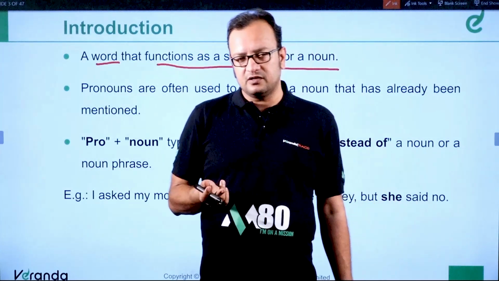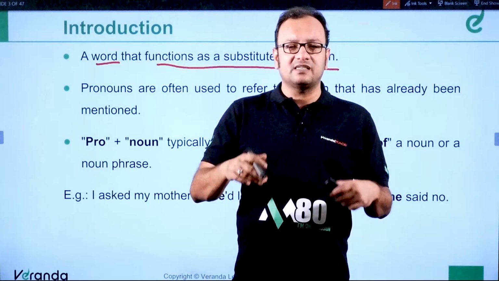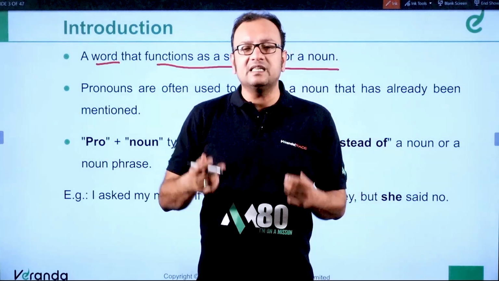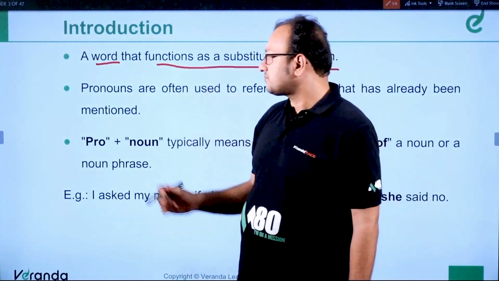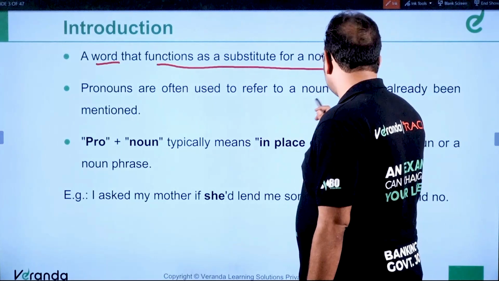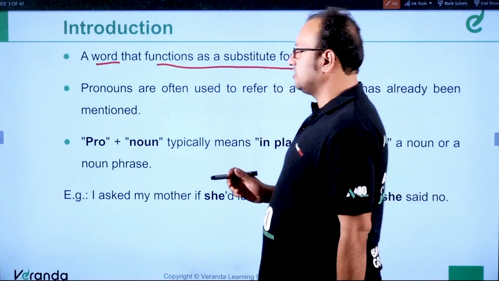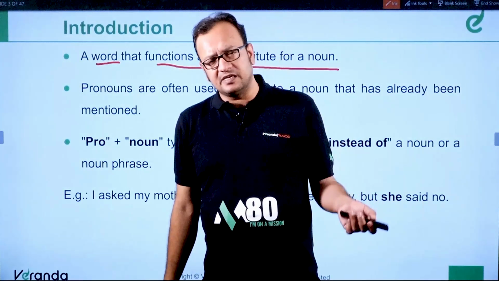So we need not repeat the noun again and again. Repeat already means doing something again and again. So we cannot repeat the word noun each time. Pronouns are often used to refer to a noun that has already been mentioned. So a pronoun is used to refer to a noun which has already been mentioned.